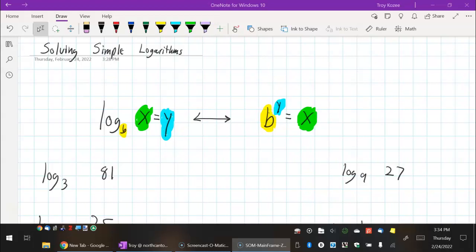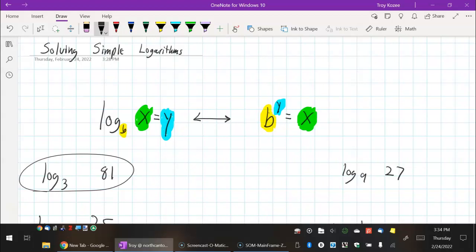Today we are going to look at the follow-up to video 53, because 53 kind of introduces the concept of a logarithm. The big thing that we're going to be doing today in class is solving logarithms. I just want to walk you through some simple logarithms and how you can solve them. The goal is that you're able to look at a logarithm like this and just be able to know what the answer is.